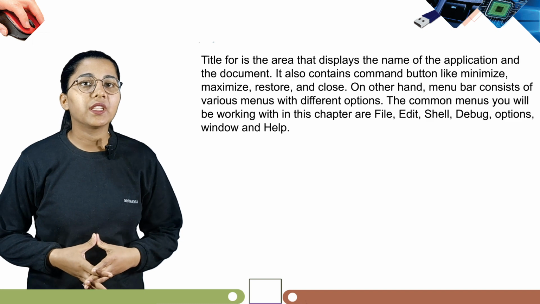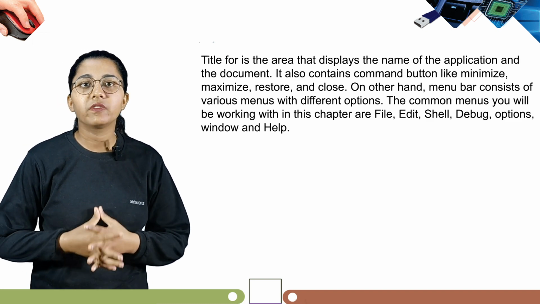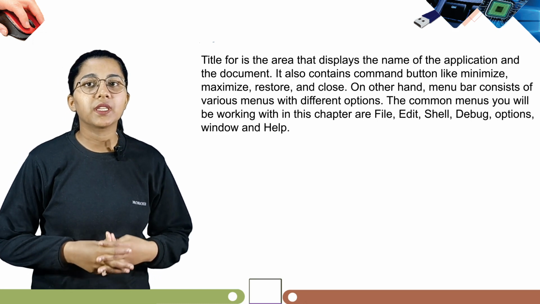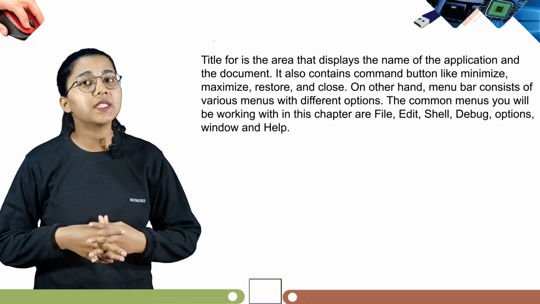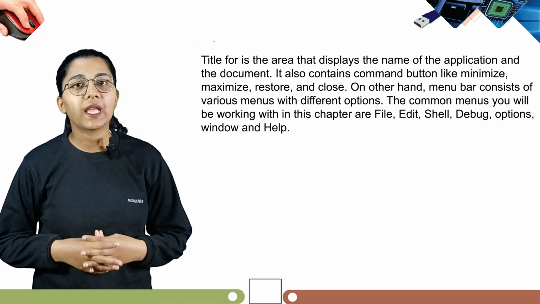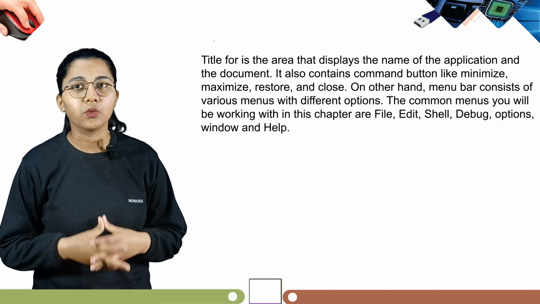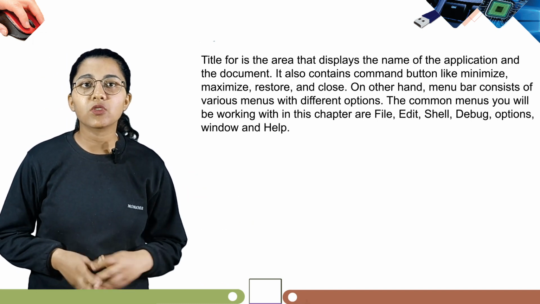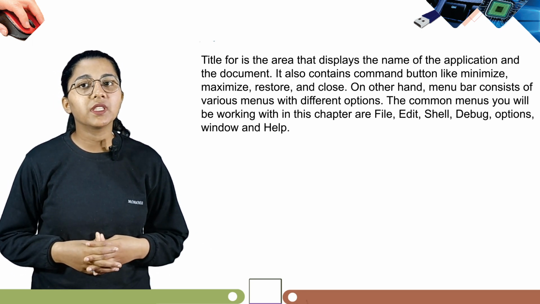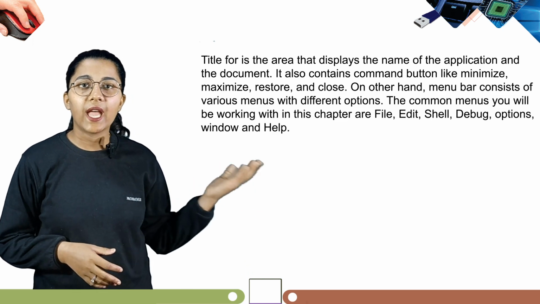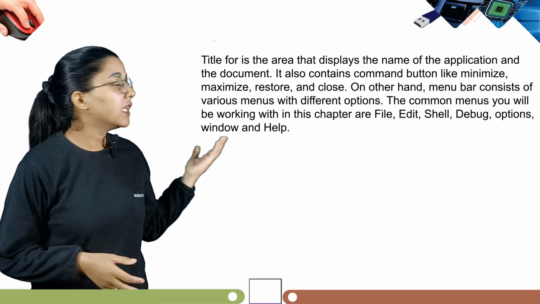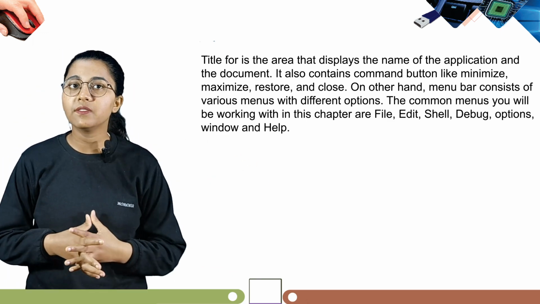Now, the title bar is the area that displays the name of the application and the document. It also contains command buttons like minimize, maximize, restore and close. On the other hand, the menu bar consists of various menus with different options. The common menus you will be working with in this chapter are file, edit, shell, debug option, window and help. So students, these are some options we are working with in this chapter.